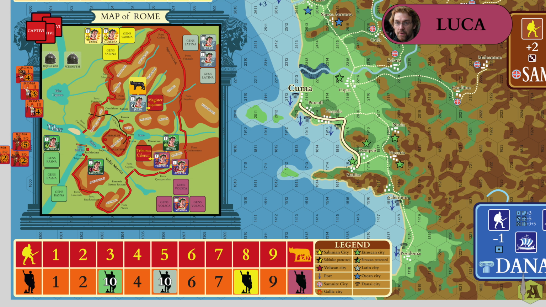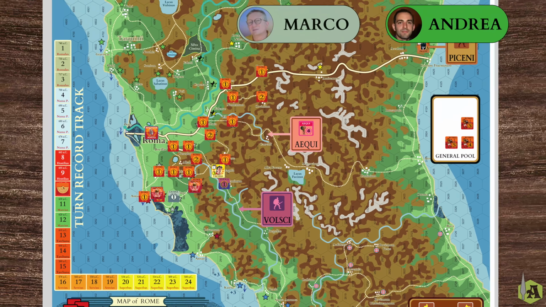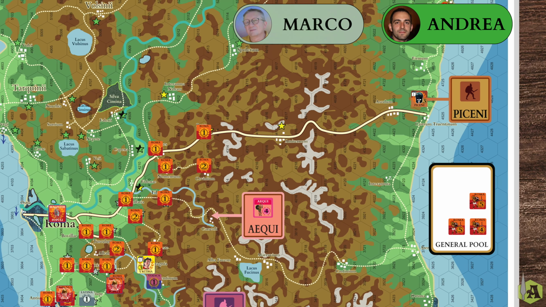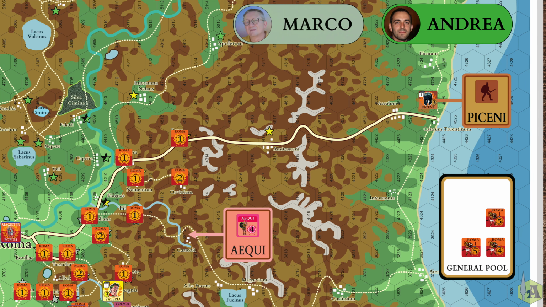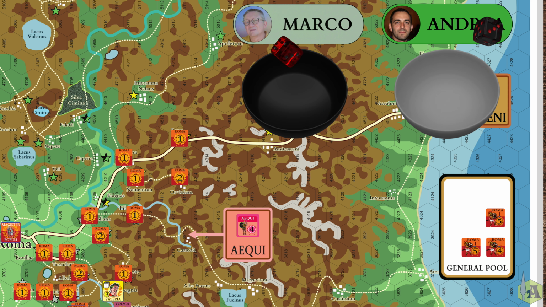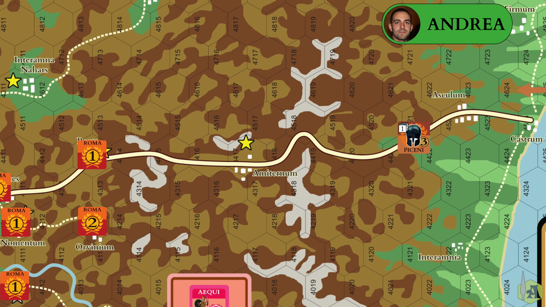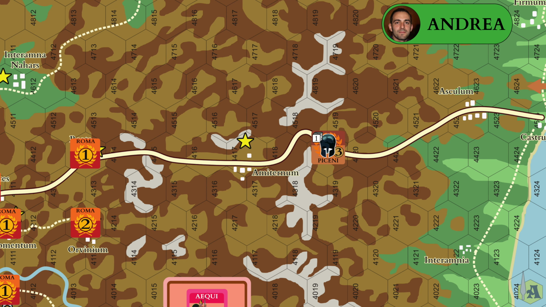Now it is the turn of the enemies on the map, which will be controlled by the inactive players. Since the Equi have been defeated by the king, and the unit drawn from the general pool does not move without a leader, the players can only move the Picenes. They are in an active war since the chit was drawn at the start of the turn. Marco and Andrea choose to roll a die to see who will move the Picenes. Andrea wins. The Picenes move along the route from Castrum Truentinum towards Rome, which is their final objective.